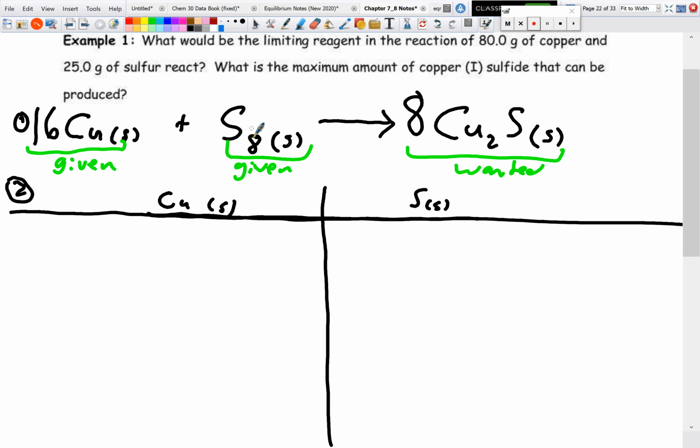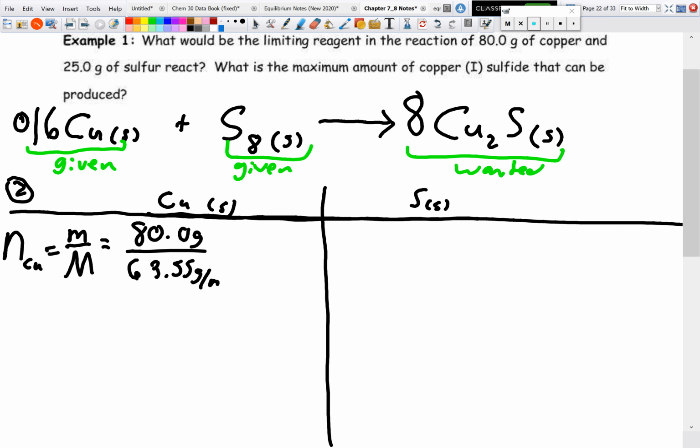So for copper we have 80 grams, so number of moles of copper, our given at this point, is mass over molar mass. So our mass is 80.0 grams. The molar mass for copper is 63.55 grams per mole, and we have 1.25885 mole. So that is for copper.